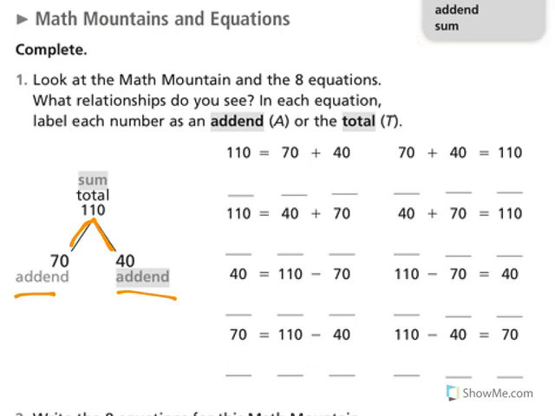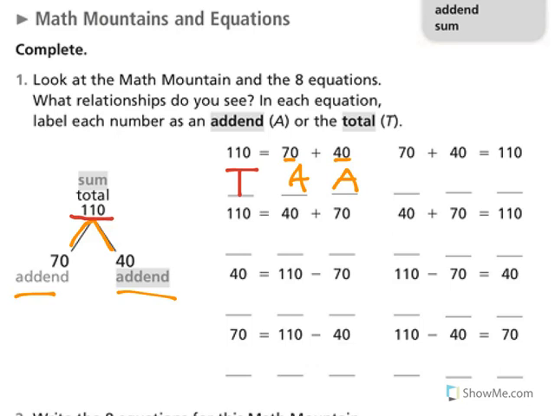So when we think about this first equation, 110 equals 70 plus 40. In this equation, the 110 is called what part? Is it an addend or a total? Well, I know that if I put 70 and 40 together, if they're added together, they make 110, so those two are the addends. And then that leaves the total to be this 110 right here.